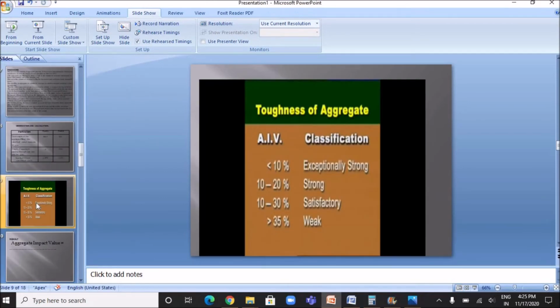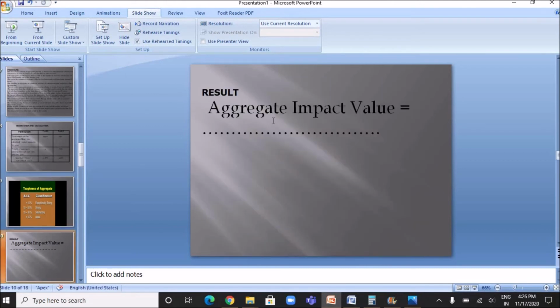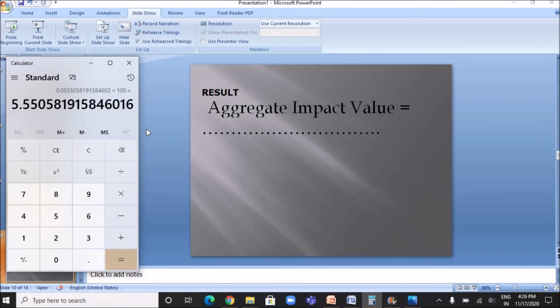If the aggregate impact value is less than 10%, then the aggregates are exceptionally strong, and if the aggregate impact value lies between 10 to 20%, then the aggregates are classified as strong, and if the aggregate impact value ranges between 10 to 30%, then the aggregates are classified as satisfactory, and if the impact value is more than 35%, then the aggregates are classified as weak. So here the aggregate impact value is taken as the average of the two results.